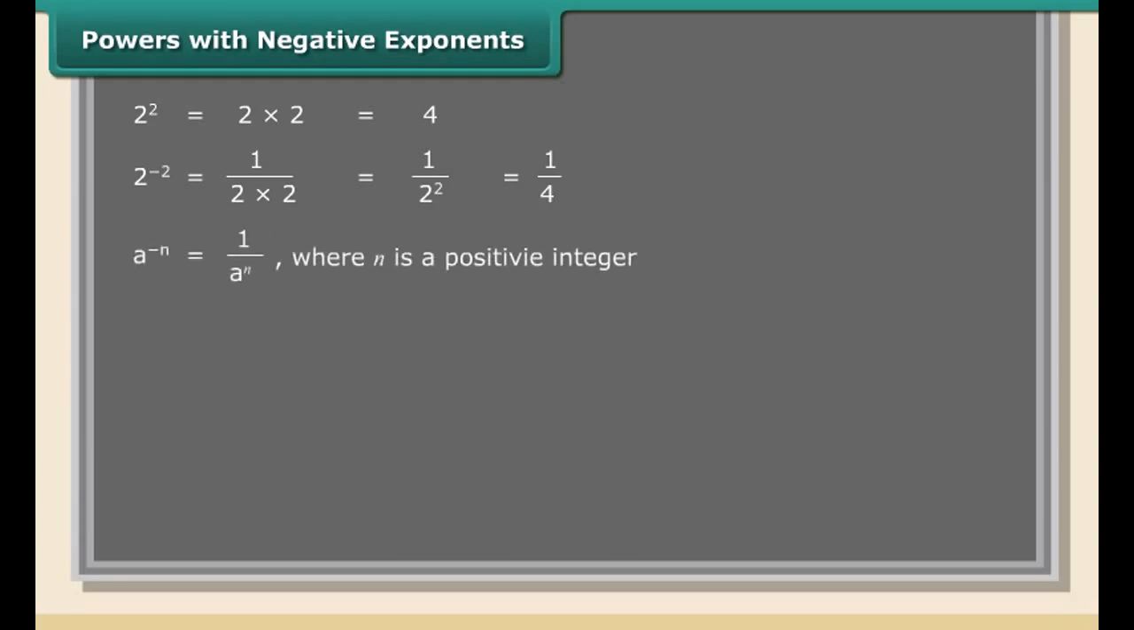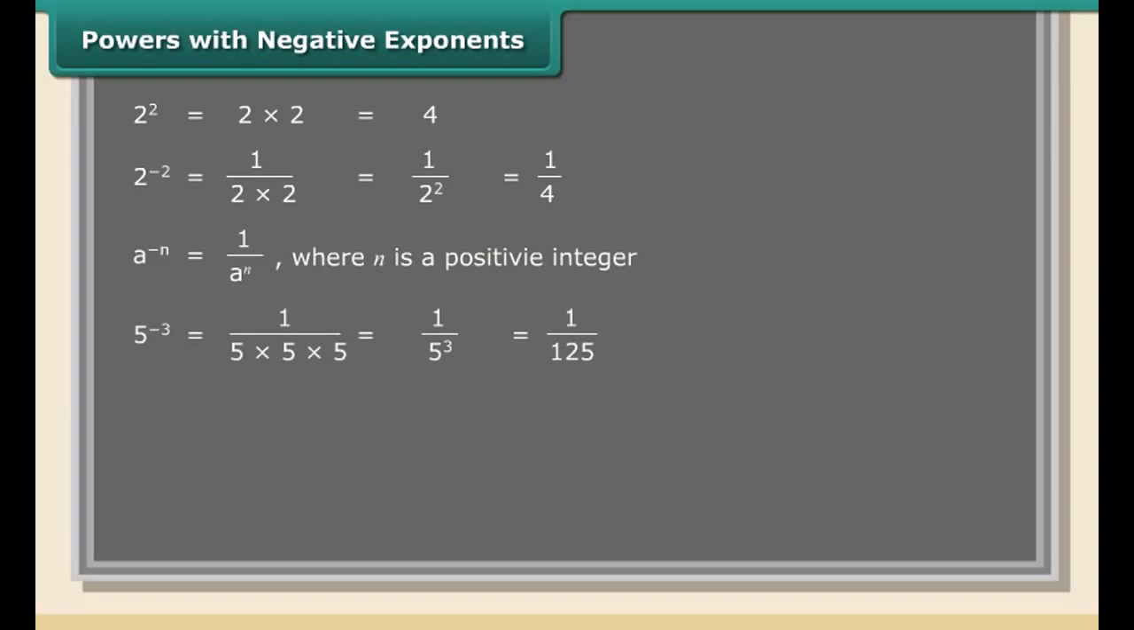Powers with negative exponents. 2 raised to the power 2 is equal to 2 × 2, which is equal to 4. 2 raised to the power minus 2 is equal to 1 upon 2 × 2, which is equal to 1 upon 2 raised to the power 2, which is equal to 1 upon 4. a raised to the power of minus n is equal to 1 upon a raised to the power n, where n is a positive integer.